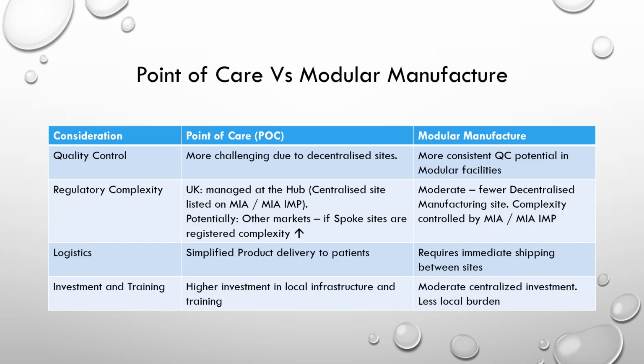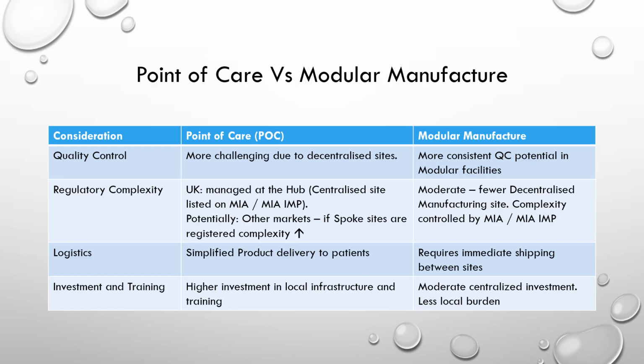Quality control. Because these are point of care, you would need to train up the relevant site to ensure that they adhere to good manufacturing practice, which includes quality control. So this might be challenging for point of care, but for modular manufacturing, this is likely to be built into their modular facilities, and so they're more likely to have better QC potential.